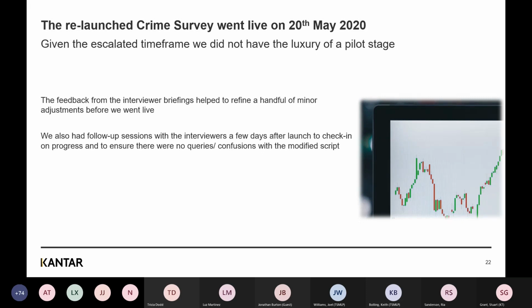Similarly, we were having daily updates and daily discussions in those first few days, just to make sure that there weren't any queries or confusions with the modified script, and that they were in the right place and understood what was happening with all of those changes in a real world situation. And we were having weekly updates with the client at that point as well.